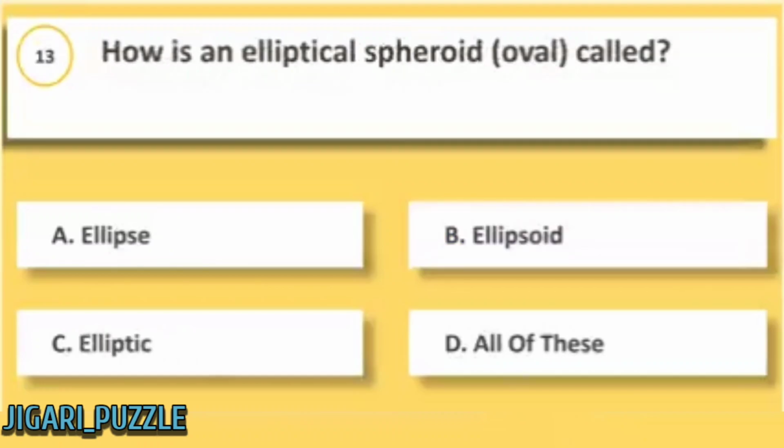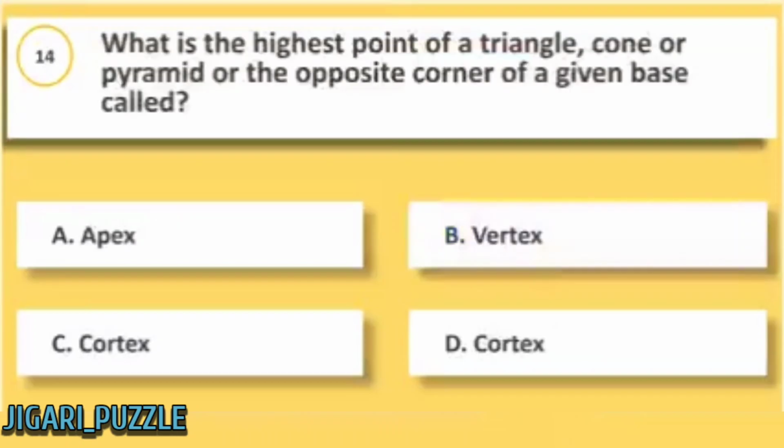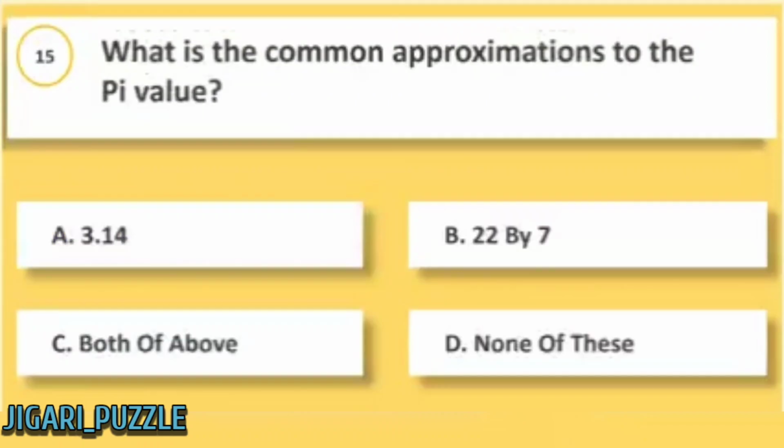What is an elliptical spheroid oval called? Ellipsoid. What is the highest point of a triangle, cone or pyramid, or the opposite corner of a given base, called? Apex. What are the common approximations to the pi value? Both of the above.